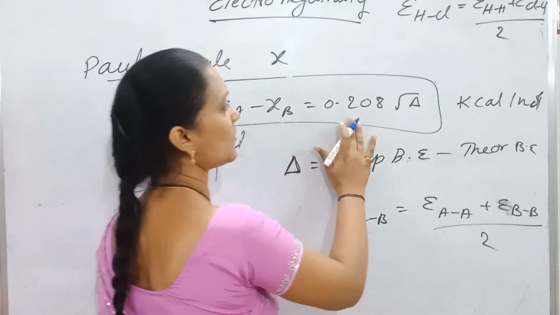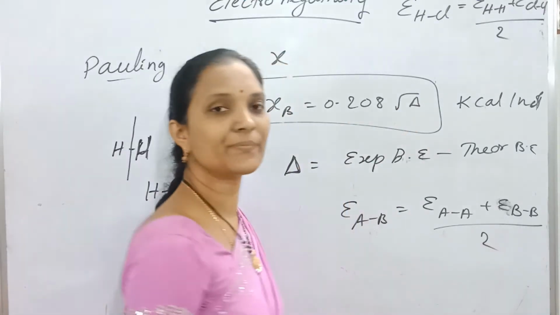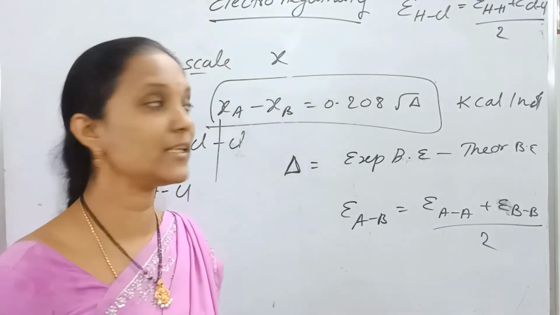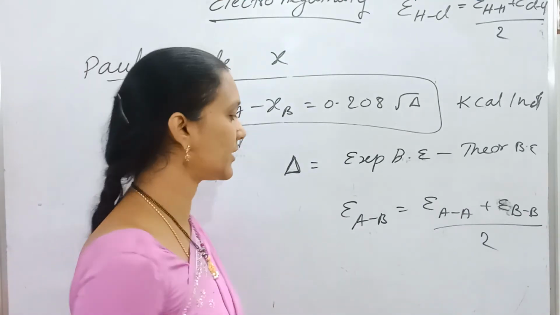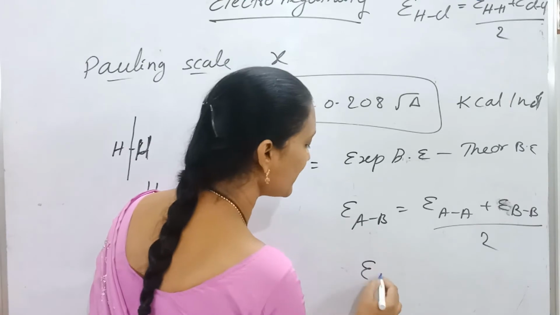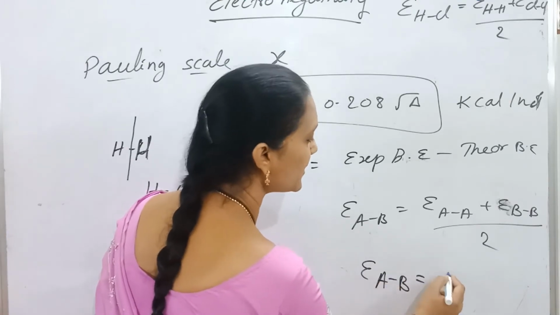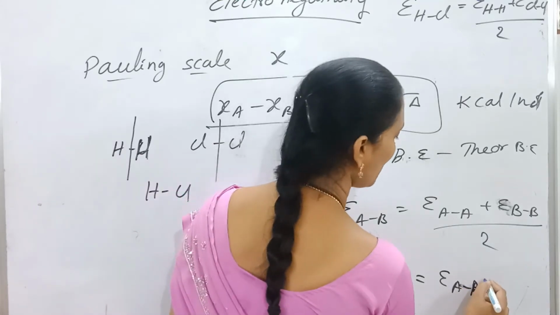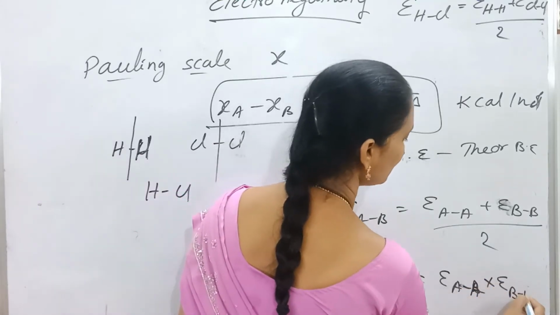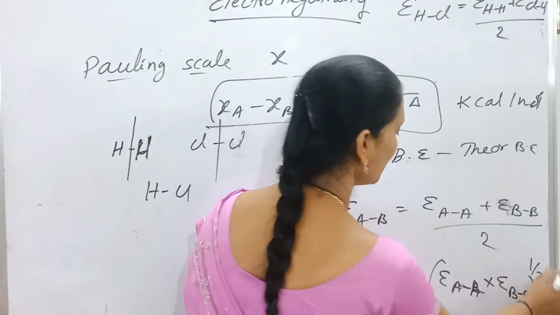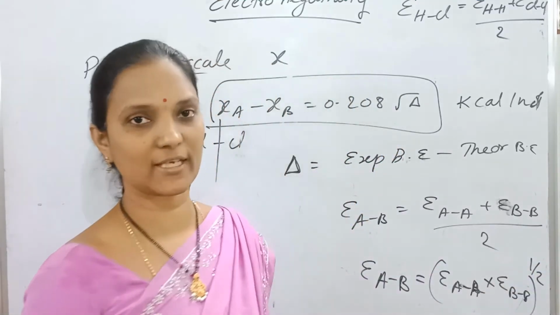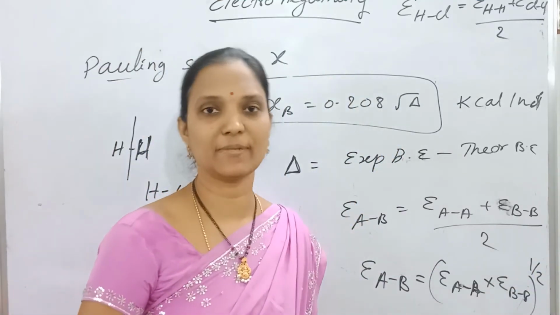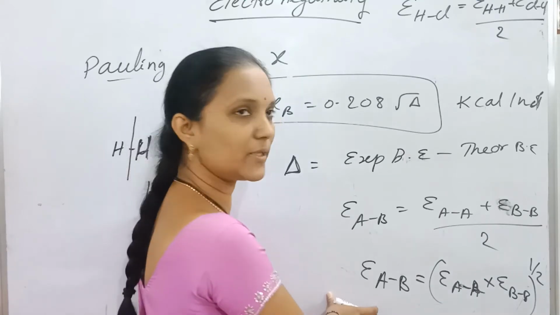XA minus XB is equal to 0.208 root delta, if delta is given in kilocalorie per mole. Instead of this formula, we can also use the formula: AB bond energy is equal to AA bond energy into BB bond energy, power 1 by 2. Nothing but root of AA into BB bond energy, that is also equal to AB bond energy. Like this also we can take bond energy.